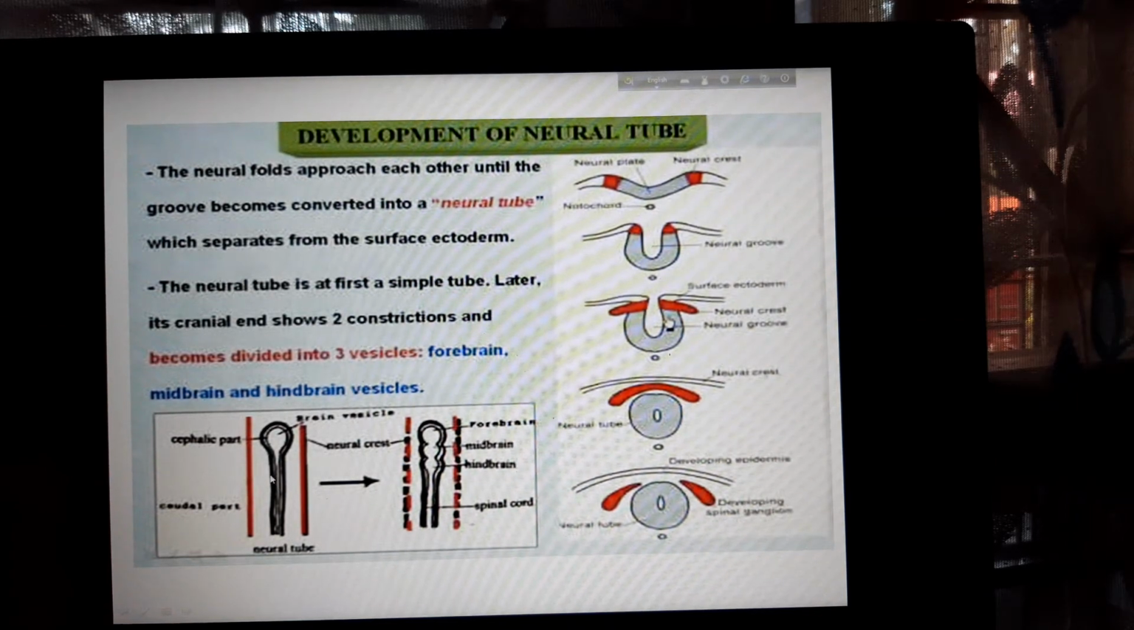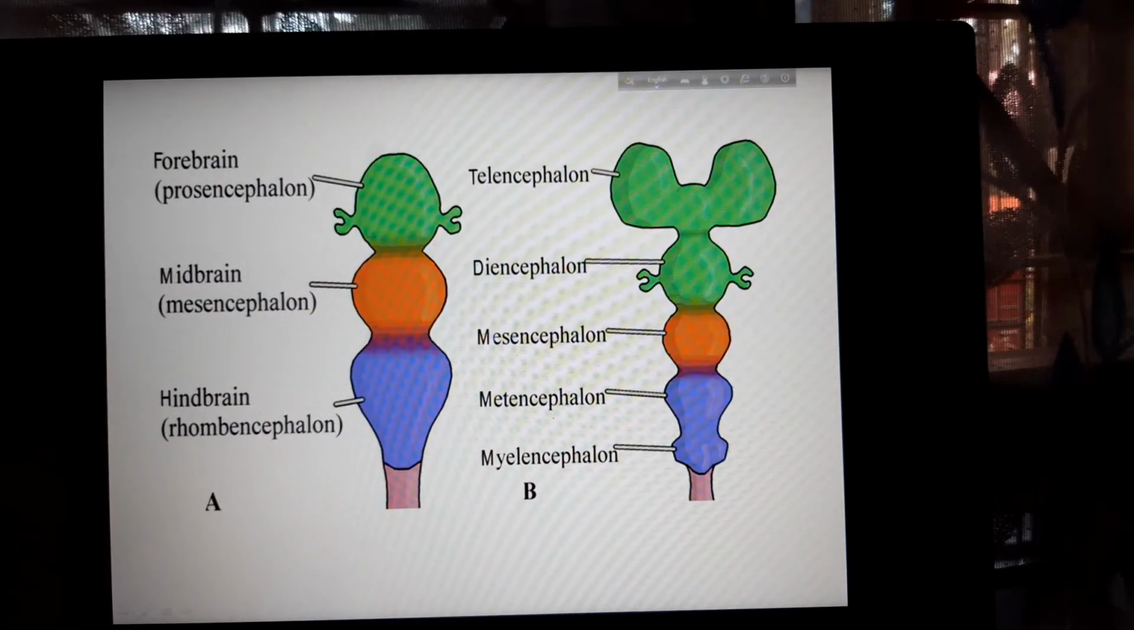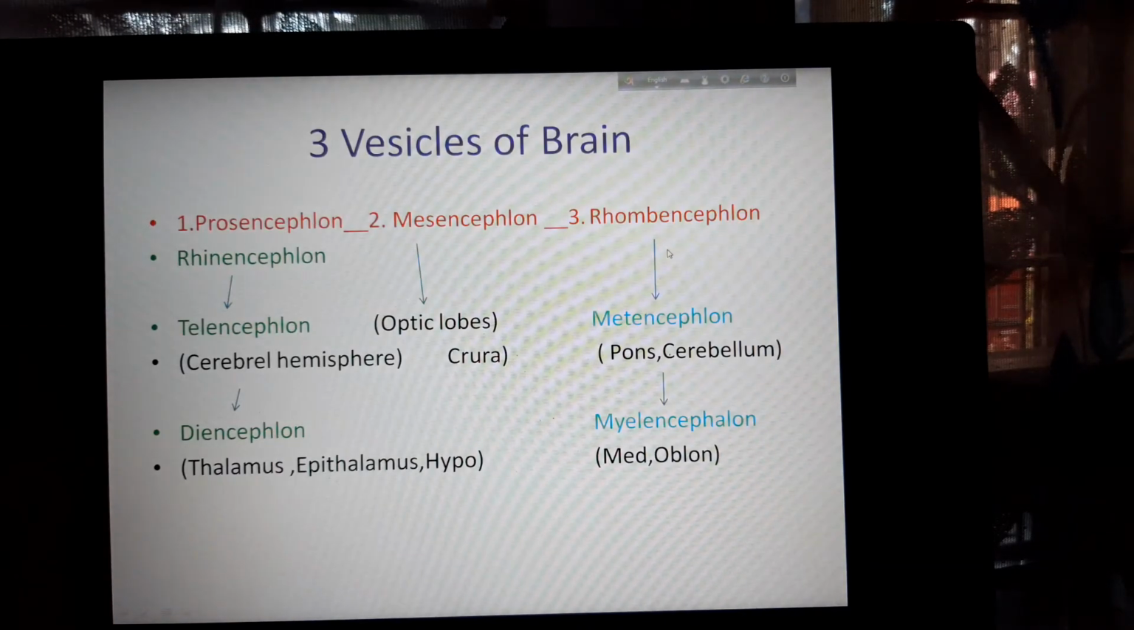The tube when formed has unequal dimensions. The anterior end is expanded and the cavity is big. The walls are thicker than at the posterior end. You see the next slide.